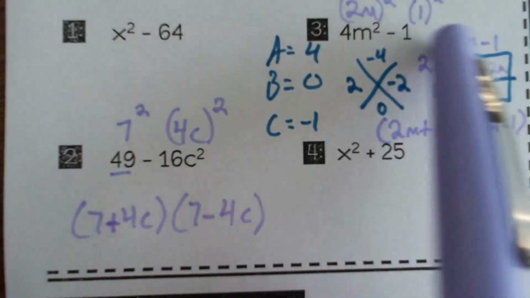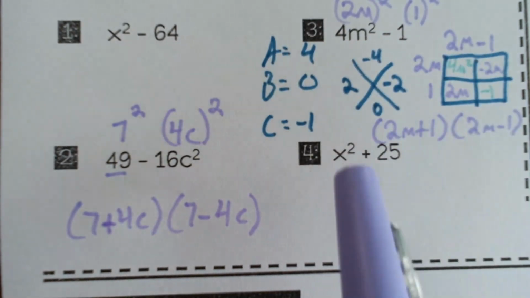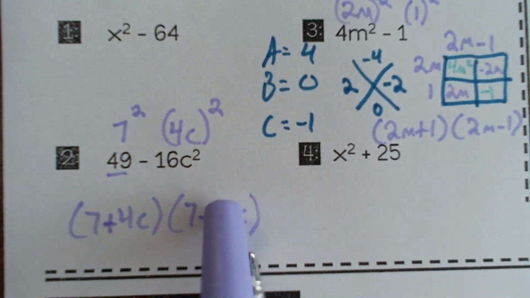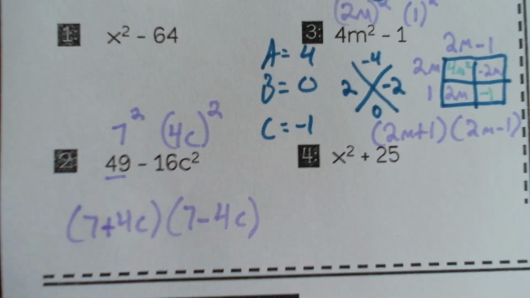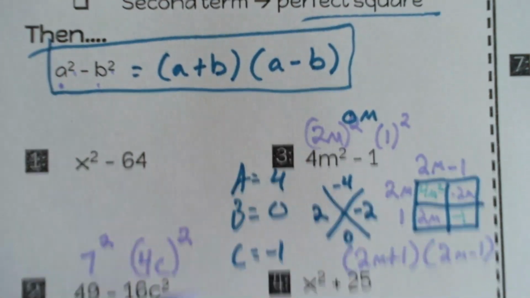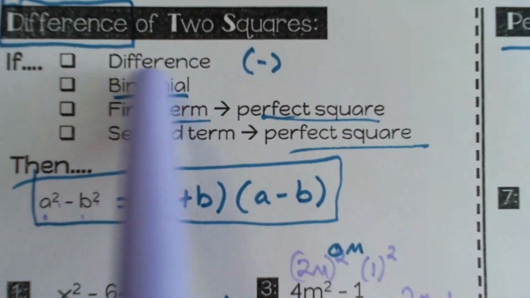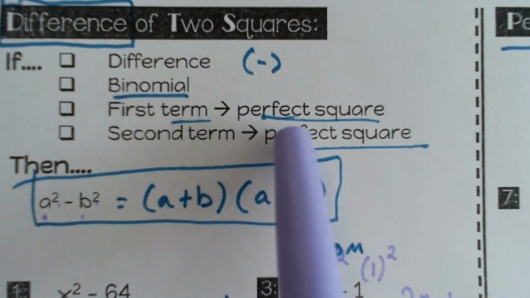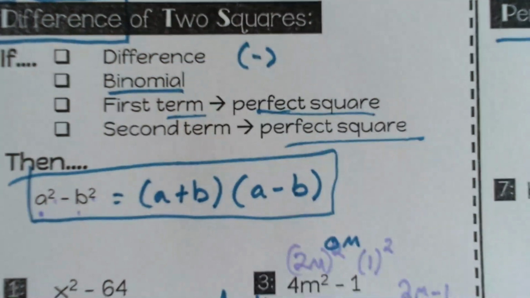Now, if I went through this entire process and did it, would it be wrong? No. I could still get this factored pair. But the important thing that you need to remember is this. If you want to make this jump, remember that it's a difference, it's a binomial, and that both of the terms are perfect squares.